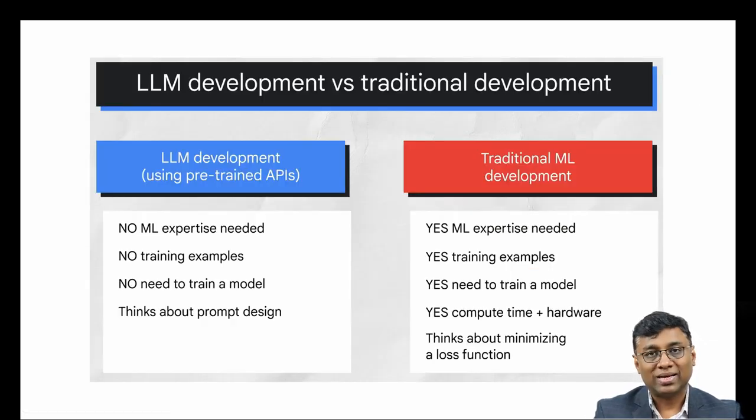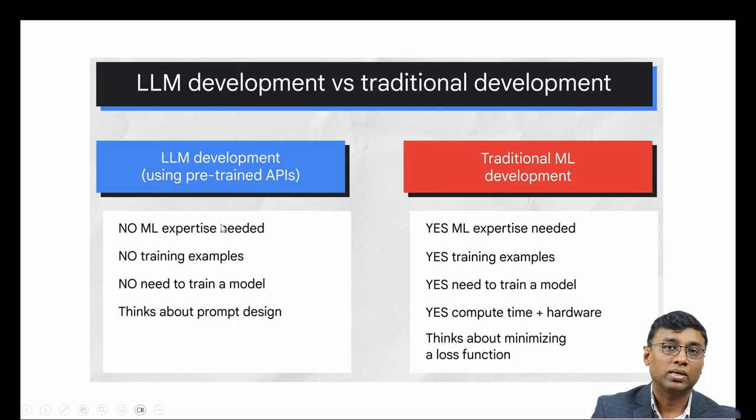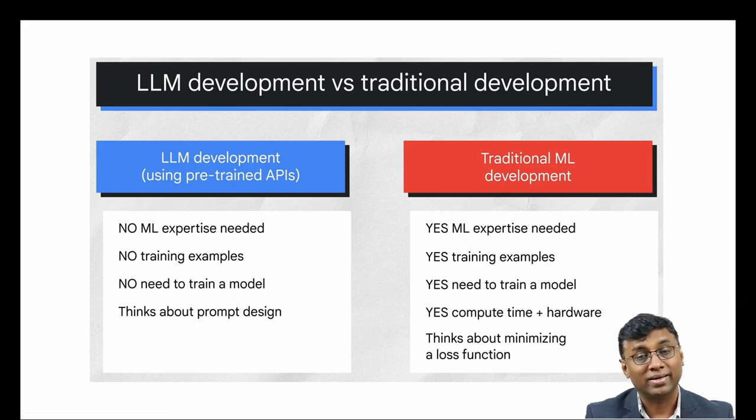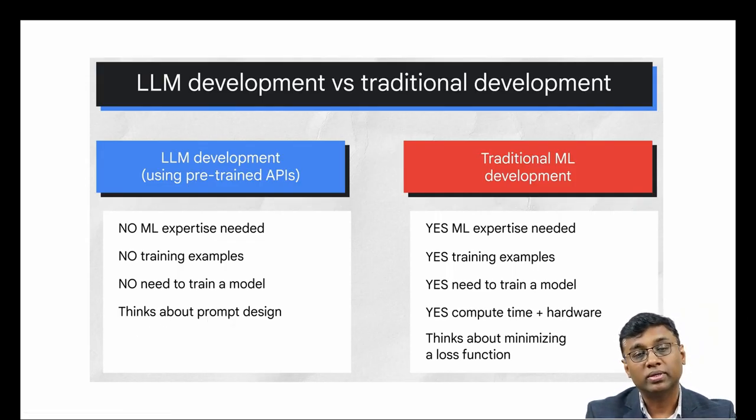So why are these large language models so popular and so productive when you compare them with traditional development? The large language models, which are used as pre-trained APIs in many applications, do not require any machine learning expertise, do not require any training examples, and there is no need to train a model once again. For example, you do not need to download the model and retrain it. The user only has to think about how to design a prompt to get the work done through this LLM.